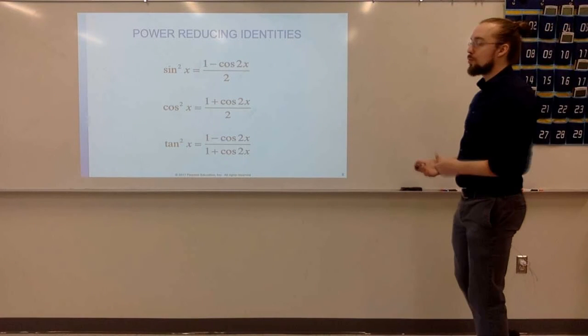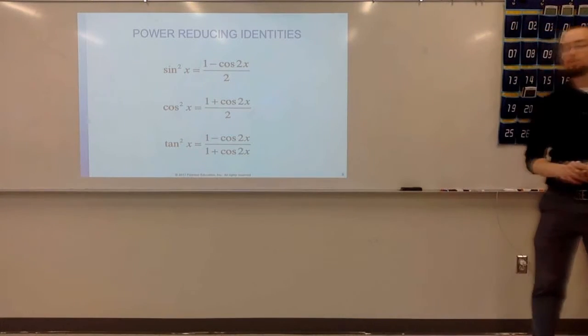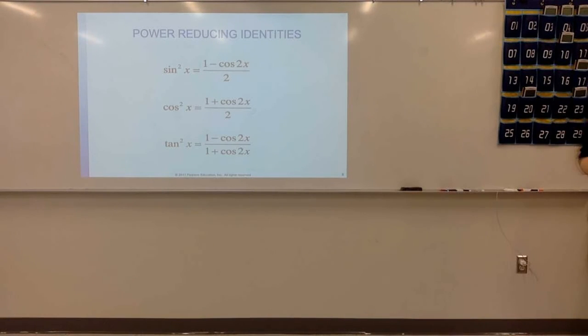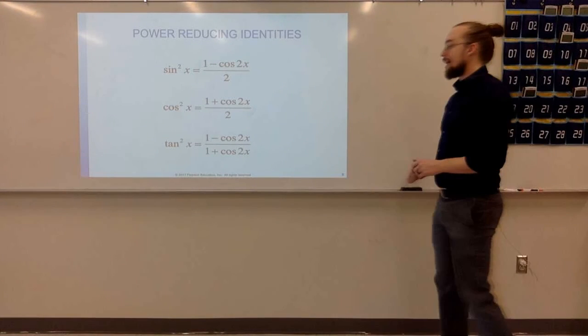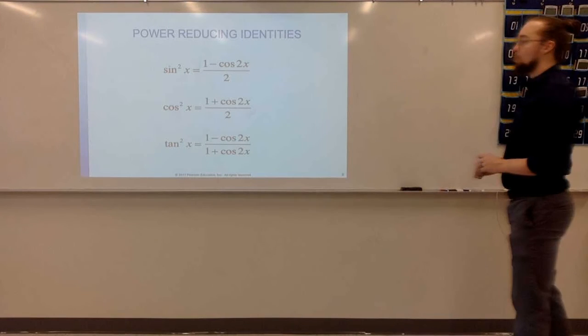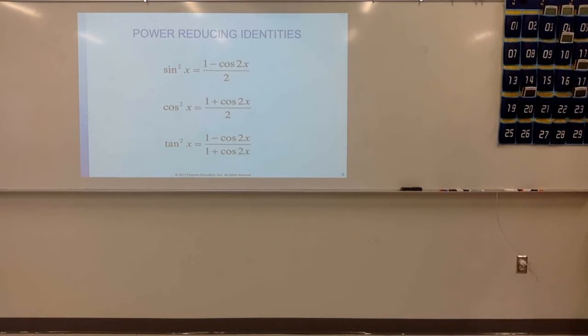So sine squared is equal to 1 minus cosine of 2x over 2. Cosine squared is equal to 1 plus cosine of 2x, over 2. And tangent squared is equal to 1 minus cosine of 2x over 1 plus cosine of 2x.